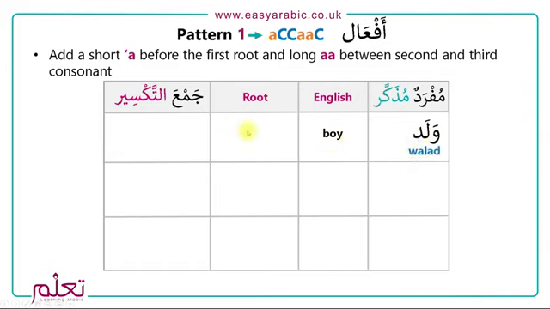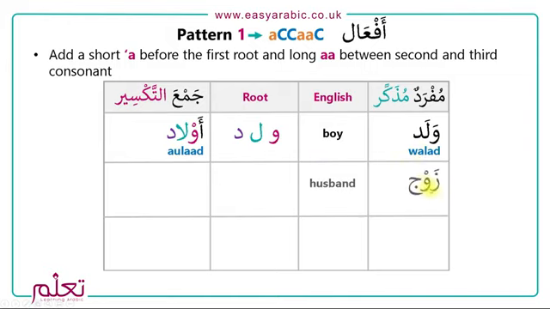We find the root letters. We know there's only three, so that's waw, lam, and dal. Then we're going to add in the above, so that we know the first letter is going to be an alif, and then we're going to have waw, lam, and then an alif, and then a dal. So here it becomes awlad. So here you can see awlad. So a, c, c, a, c. If you try to read it in the same way, you'll see how it starts to match.